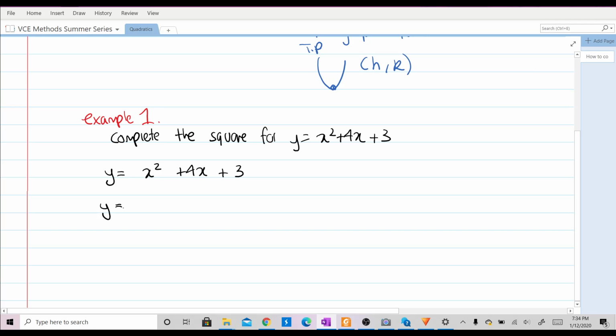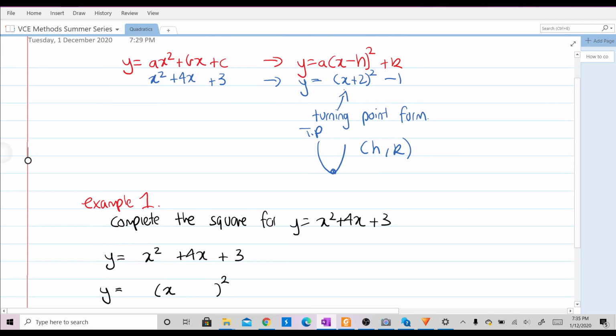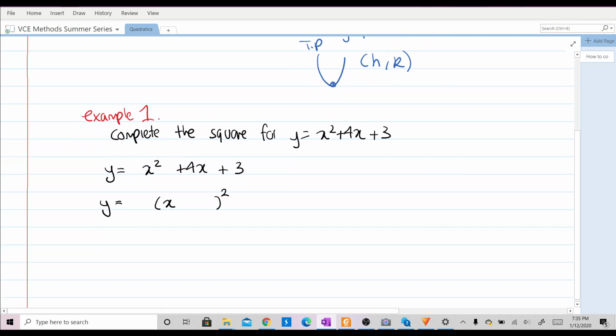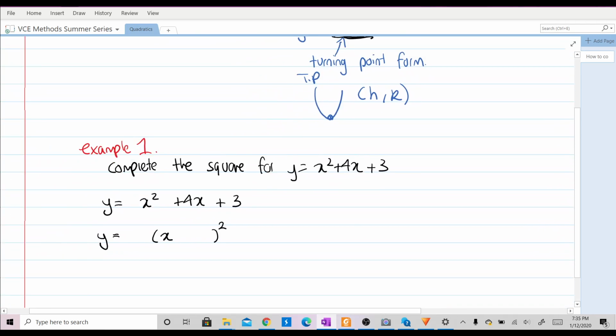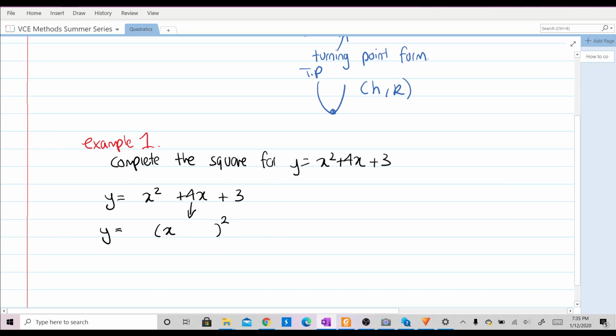Now we're going to write the equation in the form that we desire, which is a bracket, x, leave some space, and put a squared on it. Okay, so that form resembles the form that we're looking for over here in the top right. From there, we're going to halve the middle number. We're going to divide the middle number by 2. So half of positive 4 becomes positive 2.